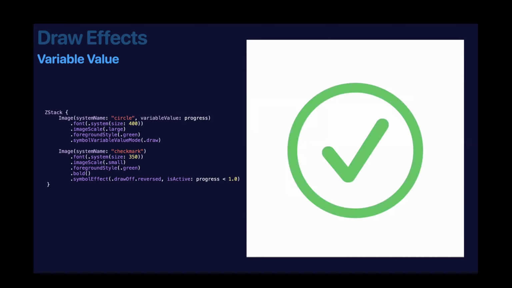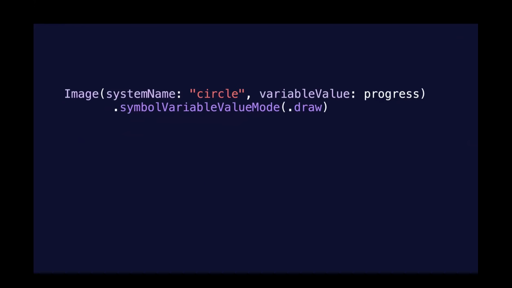So here, this is all based off of the same double state. As soon as it gets to 1.0, it'll actually draw on. And if I was to move the slider back to 0.5, let's say, it would just draw off the check mark. It's really cool. So here's the code for this.